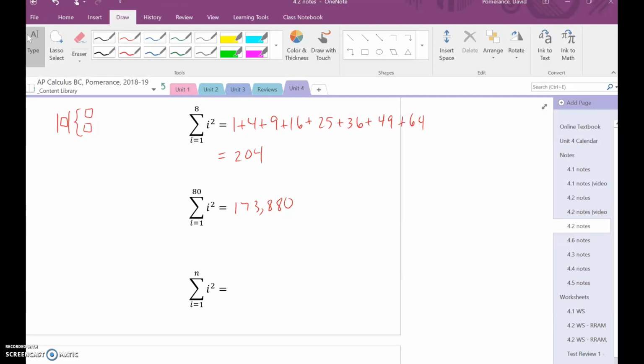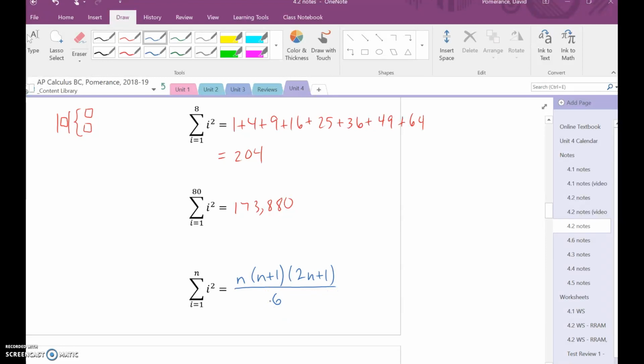Well, there's a way to show that there's a formula, and you can prove this, but we're not going to spend time proving it. Instead, I'm just going to ask you to trust me on this. It's going to start off the same way as the i's. We're going to have n times n plus 1, but we're going to have a third factor. It's going to be 2n plus 1. And we're going to divide this not by 2, but by 6.